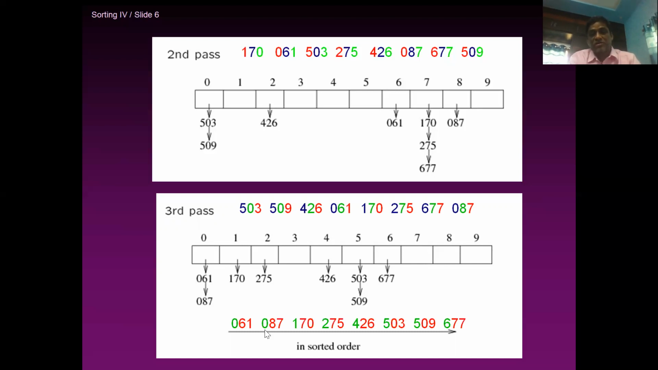If you observe, that is the sorted order of the given list, right? So that is how it works. Okay.